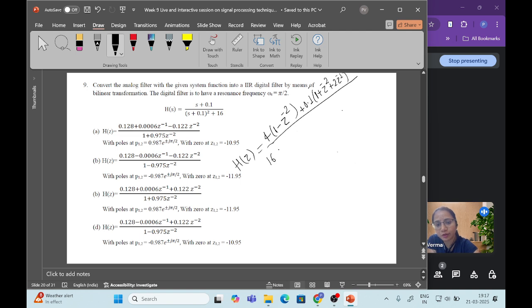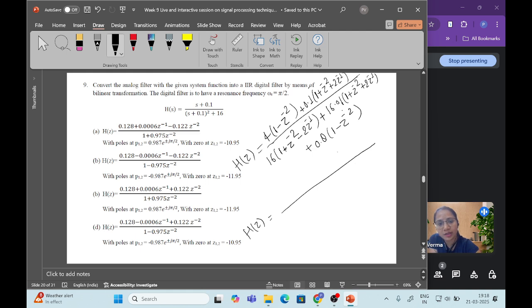Similarly, if you open the denominator, we will get 1 minus z to the power minus 2, minus 2z inverse, plus 16.01, 1 plus z to the power minus 2 plus 2z inverse, and plus 0.8 1 minus z to the power minus 2. Now further if you solve it, if you just multiply, here 4, 1 and 1, so we can add it, 4.1, right?